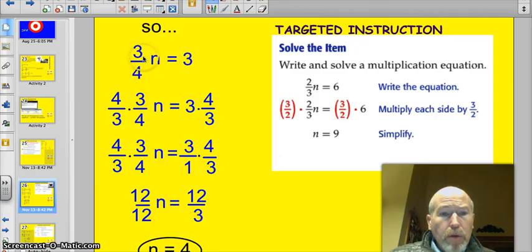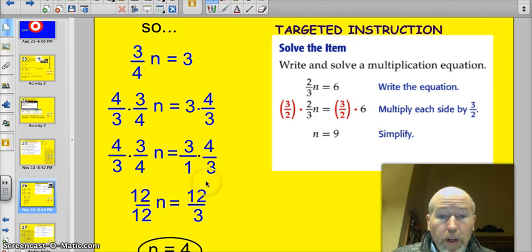So here I wrote a problem. 3/4 n is 3. So multiply by the inverse, just like they did. Multiply each side by 4/3. So I did that. Here's 4/3 and 4/3. Well, 4 times 3 is 12. 3 times 4 is 12. Show that here. Now I have to multiply the other side by 4/3.